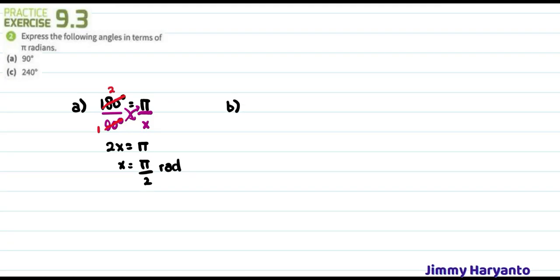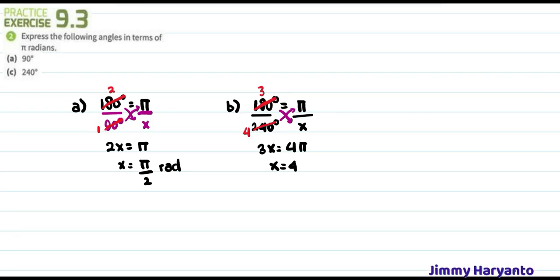And then B, we have 240 degrees. 240 degrees equals... 180 degrees equals pi. And then below you will write down the 240 degrees right here. This one is x. Okay, let's divide this by 60. You have 3 and 4. And then cross multiplication, you'll have 3x equals 4 pi. That means x equals 4 pi over 3 radians.